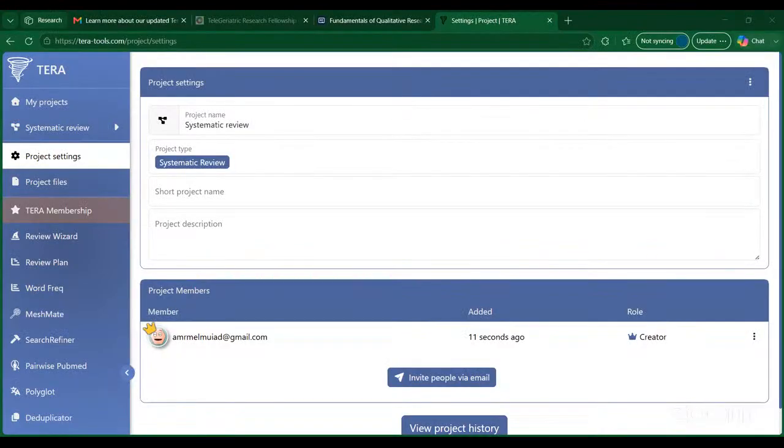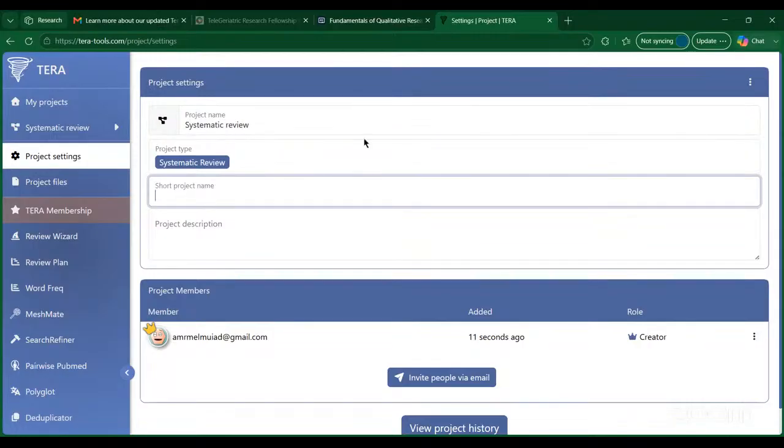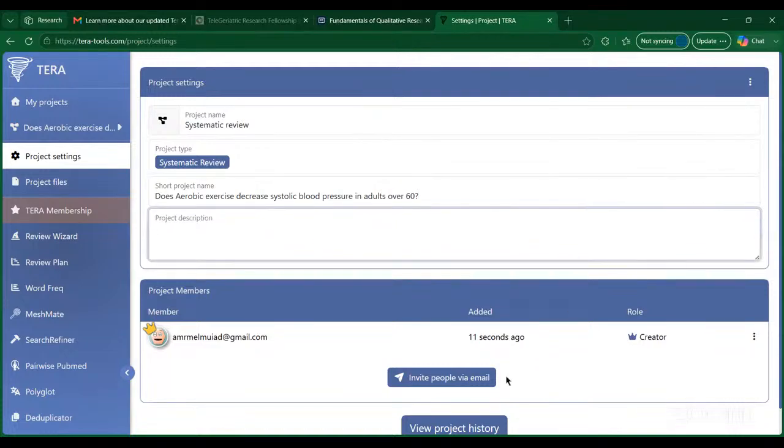I just want to share my screen. So for example, let's give a name. I just called it systematic review. Let's say, for example, does aerobic exercise decrease systolic blood pressure in adults over 60? And we'd have our description.